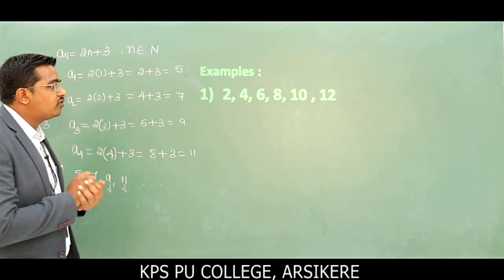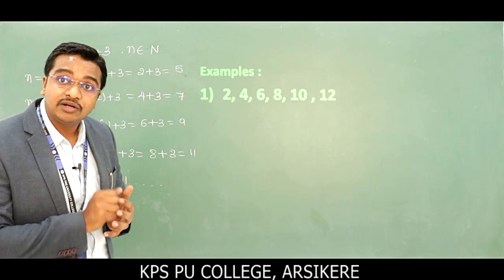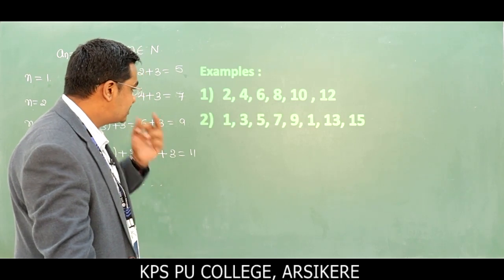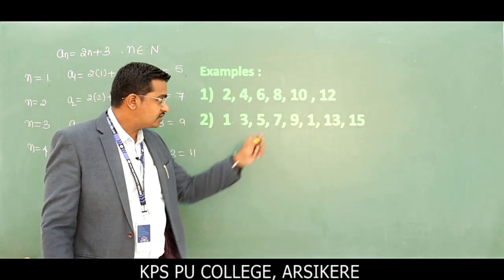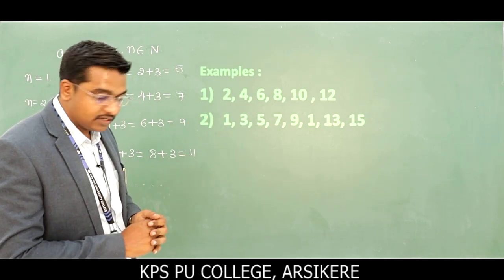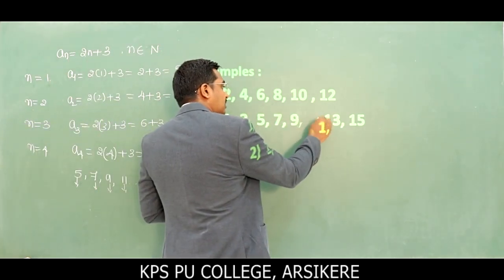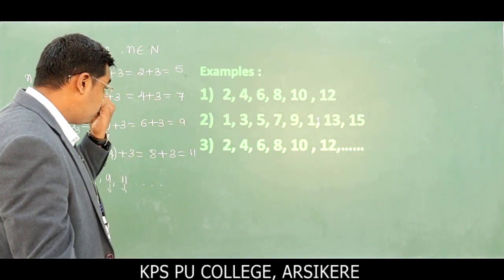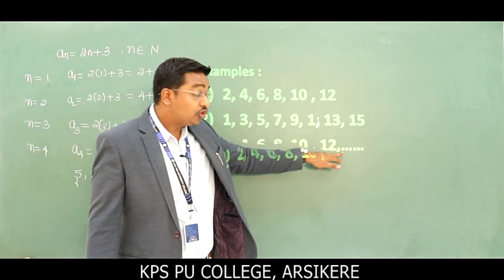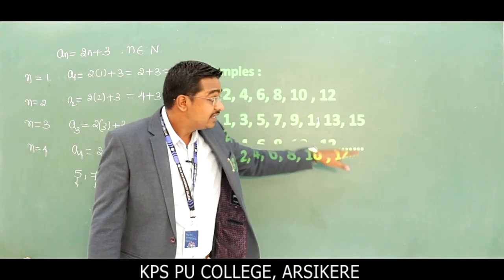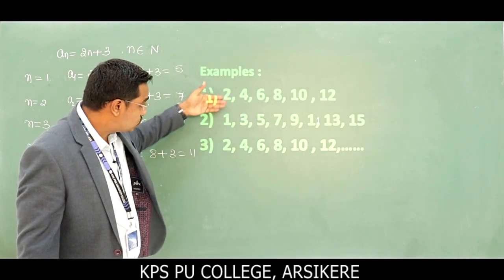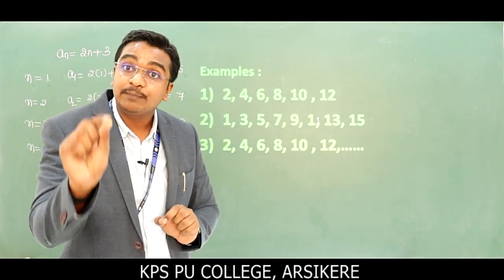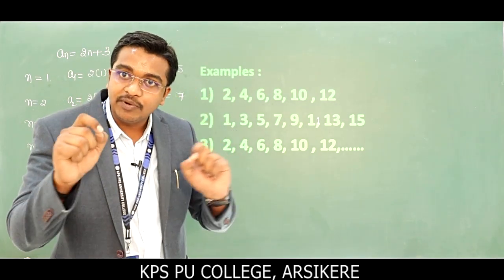First example is 2, 4, 6, 8, 10 and 12. Just observe the number of terms here: 2, 4, 6, 8, 10, 12. We have only 6 terms. The second one, observe: 1, 3, 5, 7, 9, and 1 has repeated there, so that becomes 11, 13 and 15. Next one, 2, 4, 6, 8, 10, 12, but it is followed by dots. Dots following means it is not finite. So the first two are finite sequences. What is a finite sequence? A sequence that has a finite number of terms. What are terms, what are members, we will discuss here.